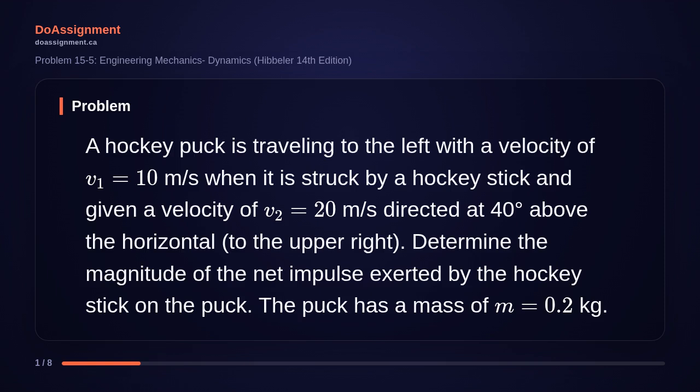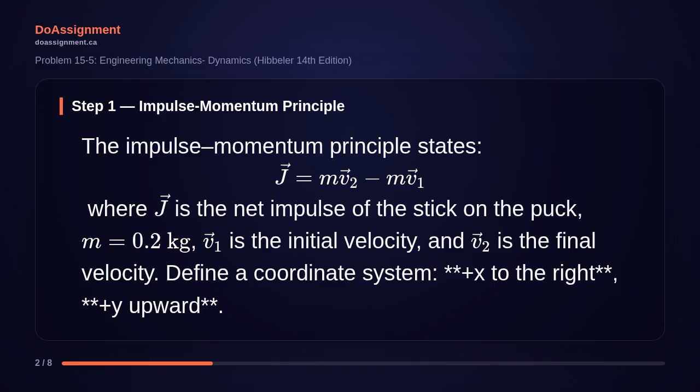Now, let us work through the solution step by step. We apply the impulse momentum principle. The net impulse vector J equals m times v2 minus m times v1, treating these as vectors. The mass is 0.2 kilograms. We define positive x to the right and positive y upward.